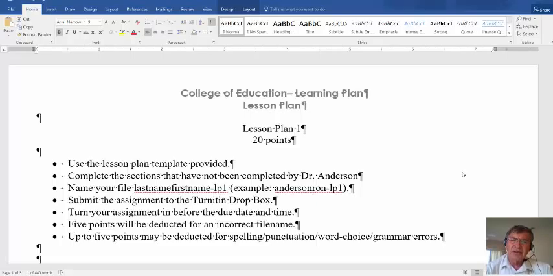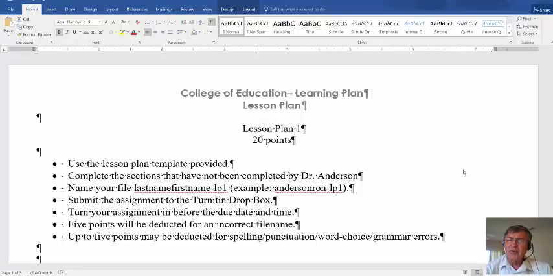Okay, first off, I have to label it. You're going to submit it to turn it in, but label the actual file that you upload to turn it in as last name, first name, lp1. And I gave you an example there. Make sure it's in before the due date and the time. 5 points may be deducted for an incorrect file name, so make sure you get that correct. And also 5 points may be deducted for spelling, punctuation, word choice, grammar errors.